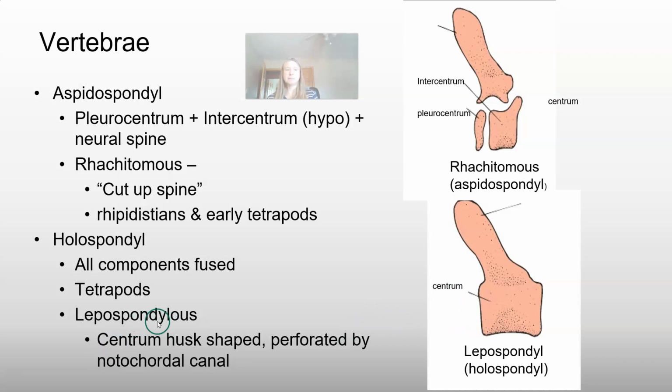And then there's different definitions based on the shape. So the lepospondylous means that these centra are spool-shaped. And again, you have to be thinking about the notochord. The notochord would have been through here, okay? So surrounding the notochord.